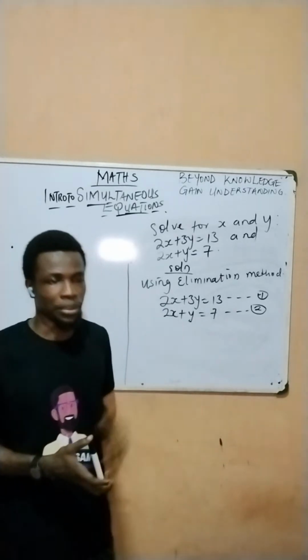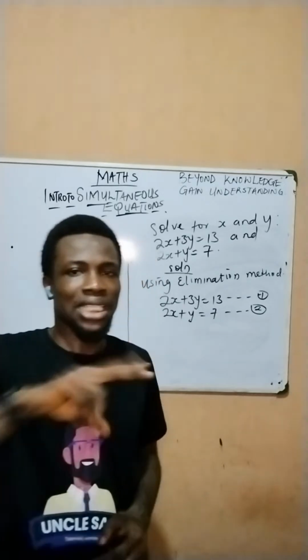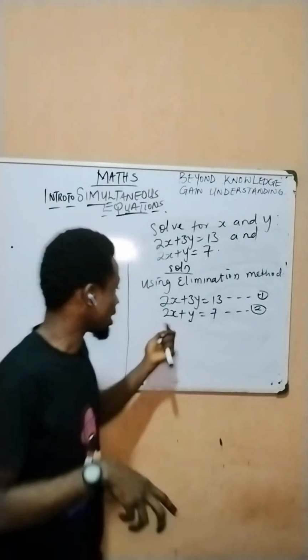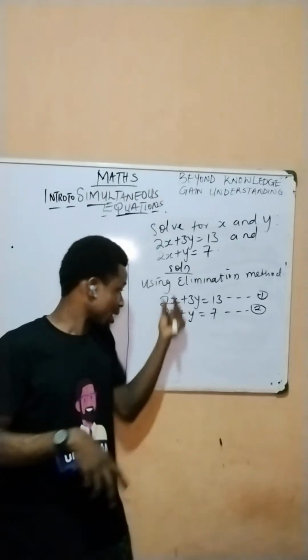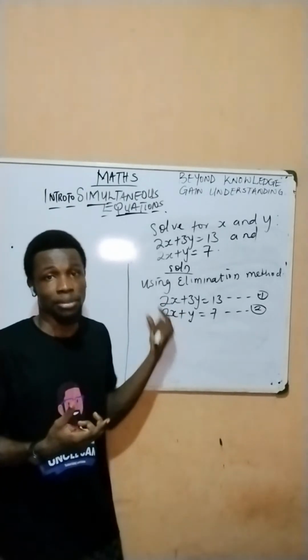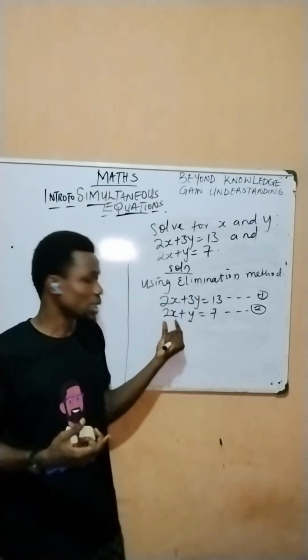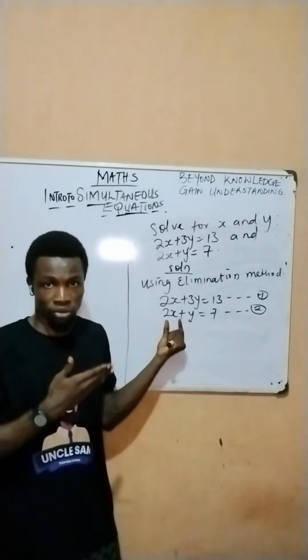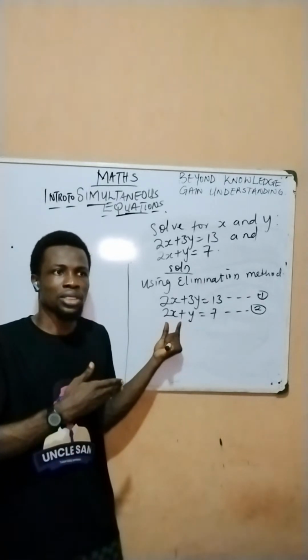So this is a positive number. Now the next question is, what sign do I introduce to eliminate? I've identified what I want to eliminate, which is the x variable. Why? Because in both the first and second equations, they have the same coefficient. So what sign do I use to eliminate?